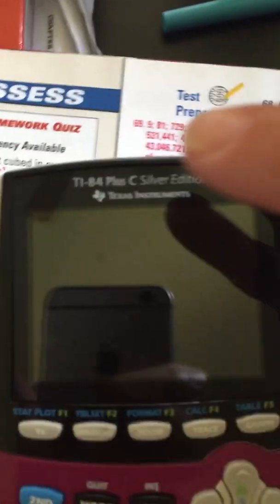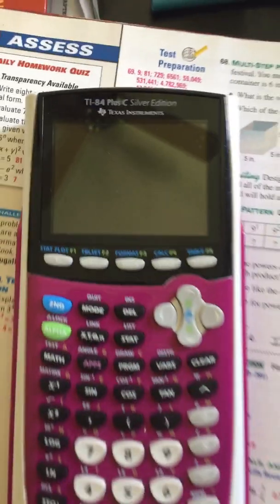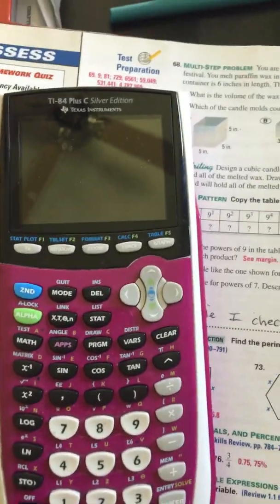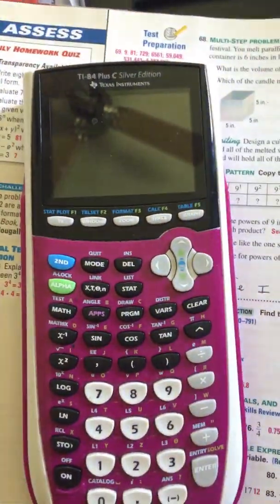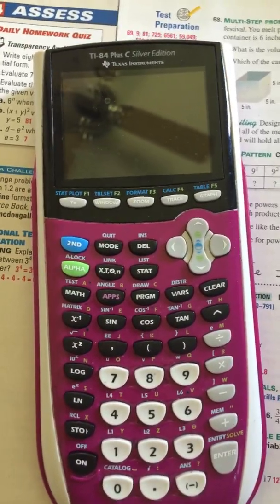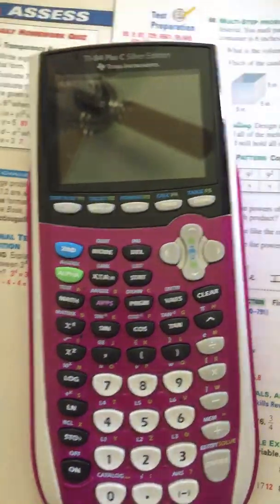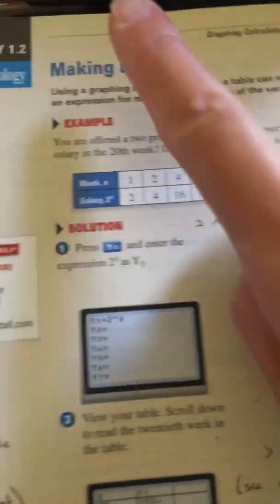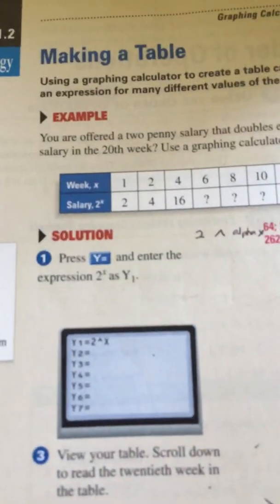Now, I recommend that you get the TI-84. I have the TI-84 Plus C, that's plus color. Mine's a little bit older, but it's doing good right now. It's having a few problems with charging, so eventually I'm probably going to have to get a new one, which will be sad because they're expensive. All right, so what we're going to do is learn how to make a table with our calculator.